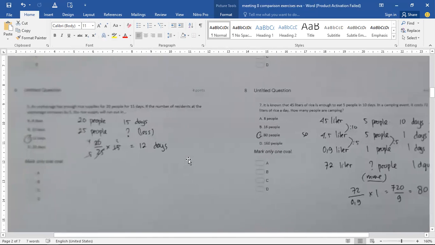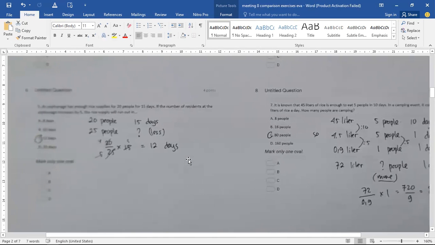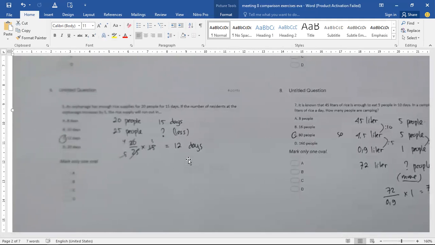Then on this one, I think we forgot to review it first. It's about supply again. So 20 people enough for 15 days. How if the residents increase by 5, so become 25? How many days needed? I think if they have more people, the supply will last less than the schedule. So 20 per 25 times 15, so it's equal to 12 days.